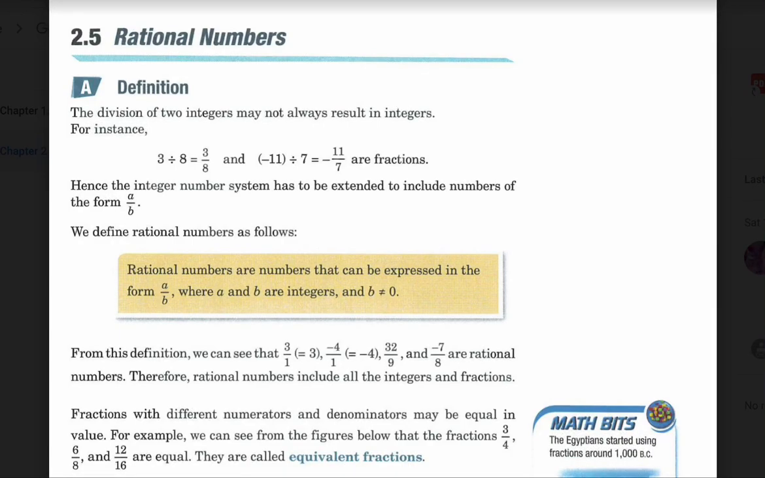Hi everyone, today we are talking about rational numbers and then how to add and subtract rational numbers. Let's first start off with the definition of rational numbers.